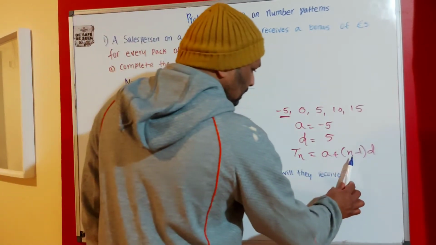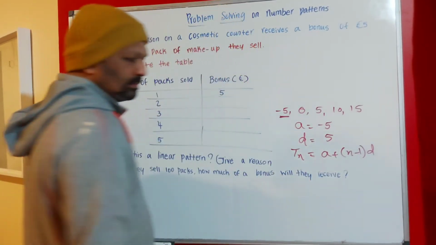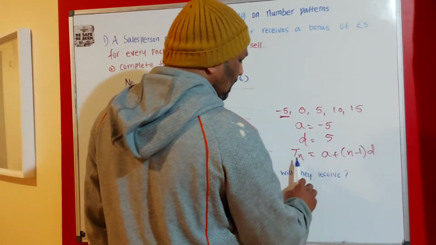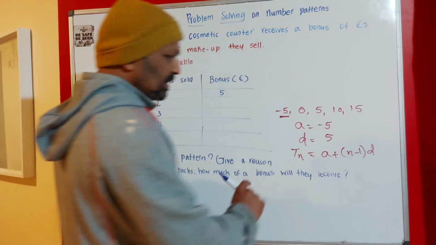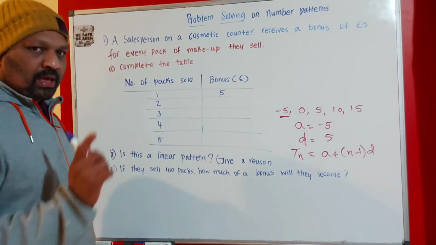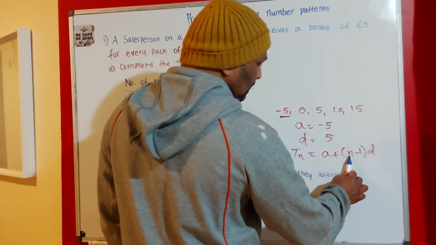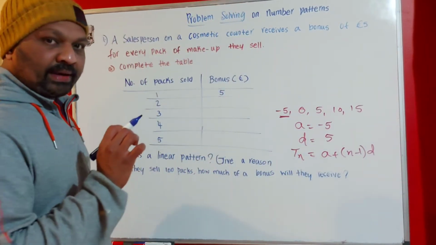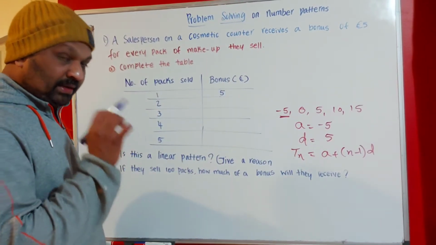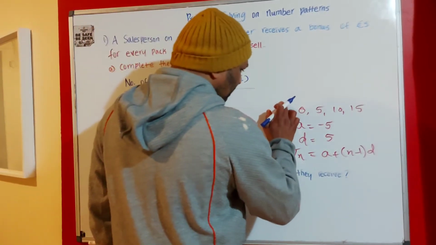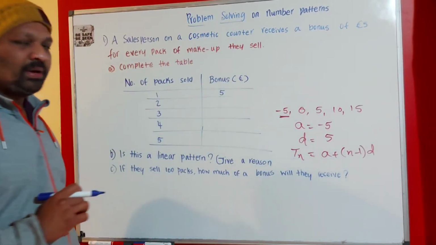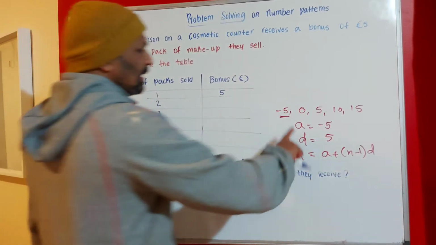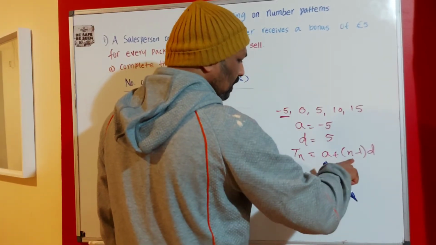What is n here and what is Tn here? It is very important to know the difference between Tn together and n alone. N here represents the term number. For example, what is n for minus 5? It is the first term. Because of that, n for minus 5 is 1.